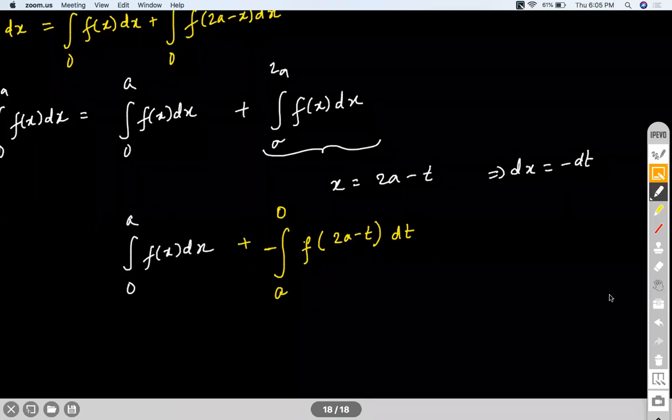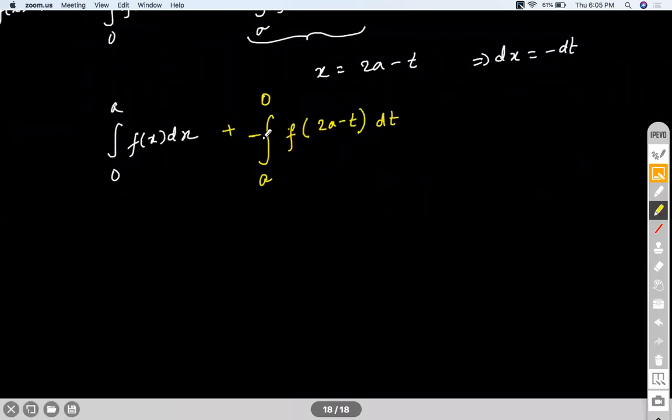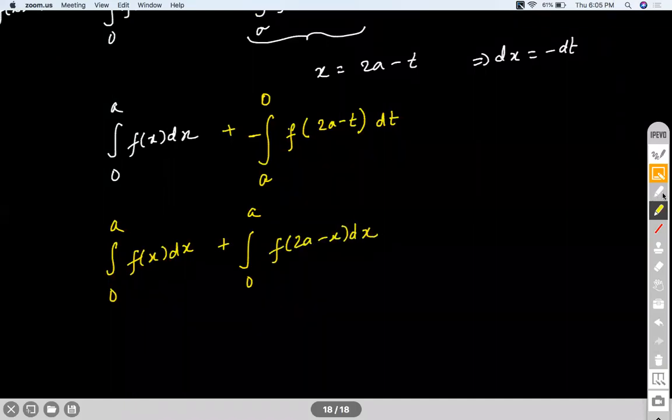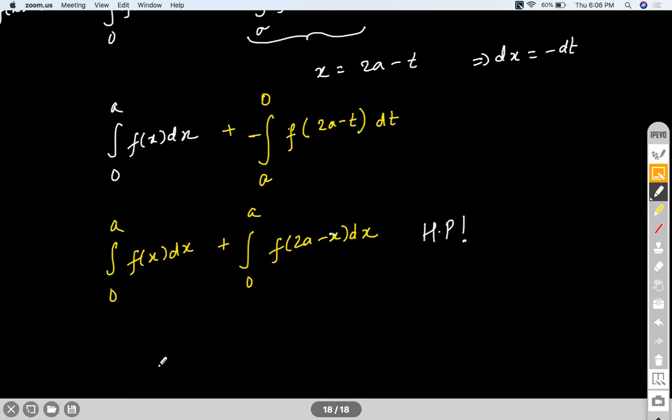Now what we can do is observe the negative sign and switch the upper and the lower limit positions. So integral 0 to a f of x dx is again integral 0 to a f of 2a minus x dx. In fact, I have changed the name of the variable from t back to x because there's nothing in the name. And that's how the property comes up.